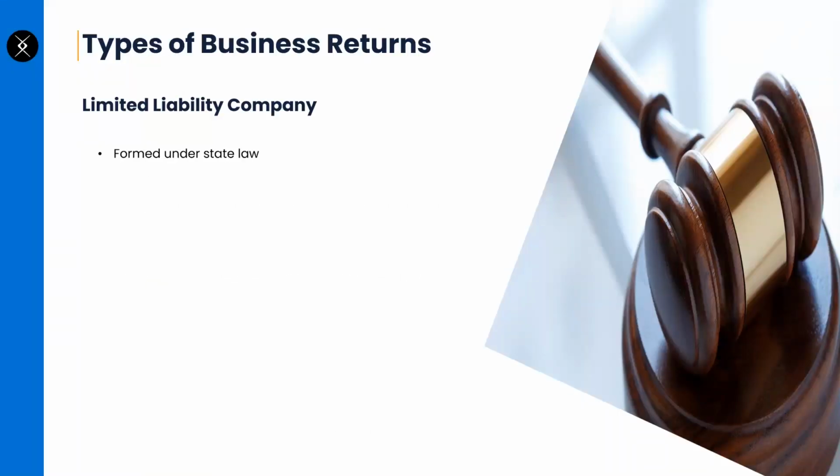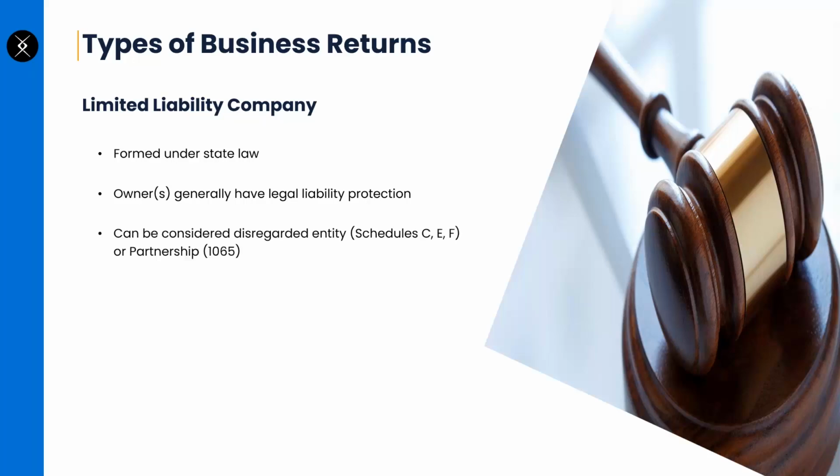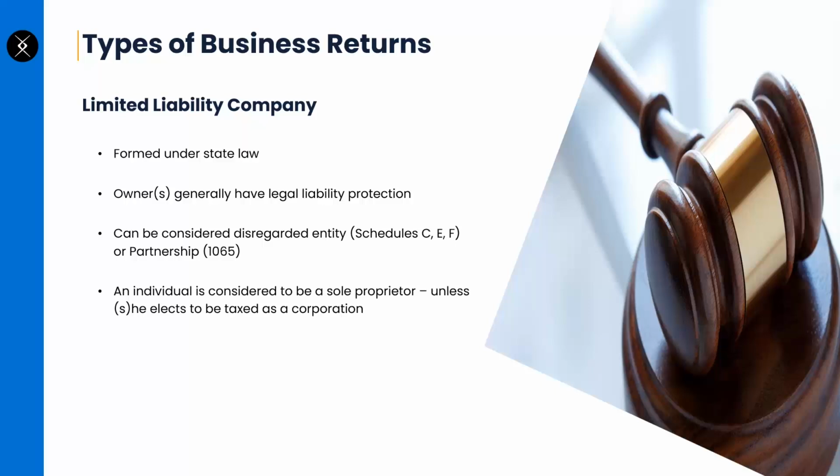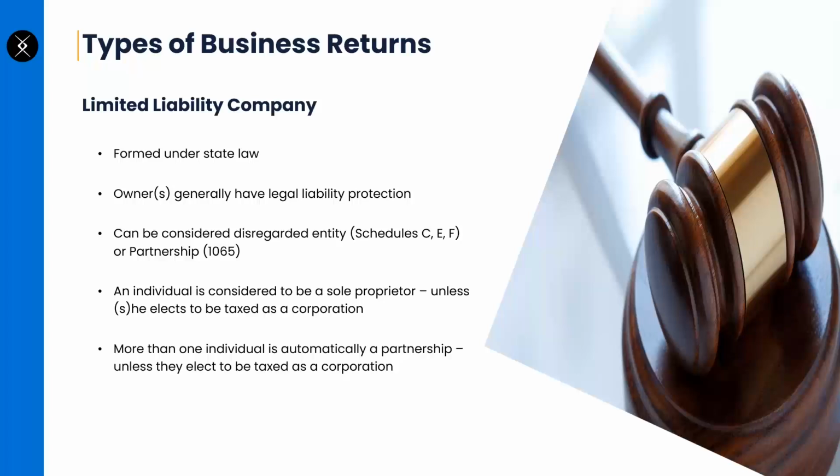Limited liability company. Formed under state law, owners generally have legal liability protection, and it can be considered a disregarded entity on Schedule C, E, or F, or this is the return of the 1065, which is the partnership. An individual is considered to be a sole proprietor unless she or he elects to be taxed as a corporation. More than one individual is automatically a partnership unless they elect to be taxed as a corporation.